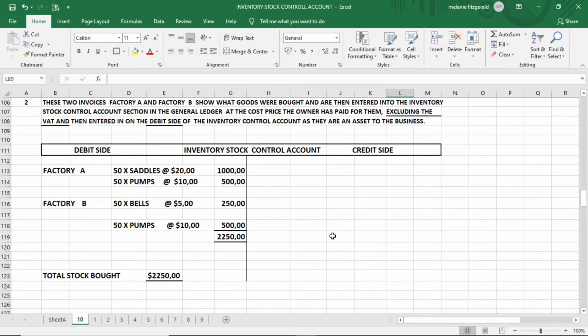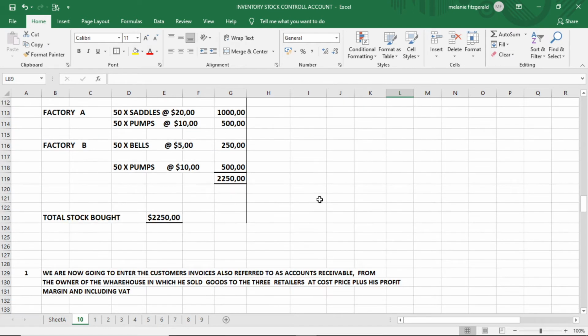Now we're keeping the credit side blank because when customers come and buy from us, we will then put those entries in there. So on the debit side, we're going to now enter the stock that we bought. Factory A was 50 saddles at $20. It's $1,000. Factory A, we also bought 50 pumps at $10. It's $500. And we bought bells and pumps from factory B. We added up that total, $2,250 in total. That's the stock we bought. I'm going to repeat this again. On the credit side, you will see there's nothing there, but as customers come and buy from us, we will then put entries here on the credit side.